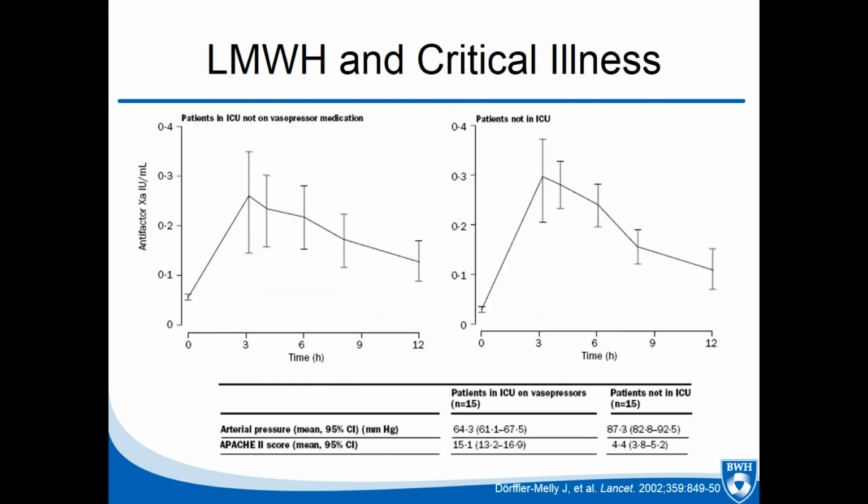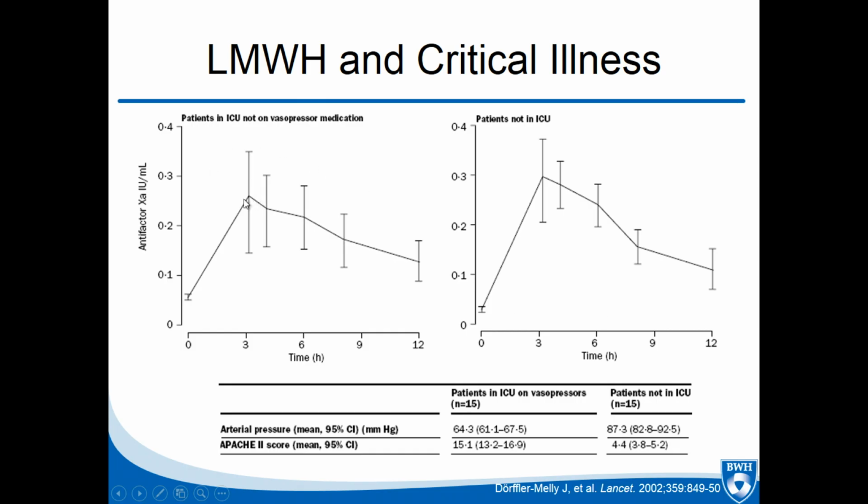So here are some examples of the decreased absorption of one of our most commonly used agents. These are the low molecular weight heparins, enoxaparin, dalteparin. First I want to compare the effect of critical illness, being in the ICU in general, and then on the next slide we'll talk about when we start to use vasoactive medications. So here we can see on the left, these are patients in the ICU who are not on vasopressors. And on the right, we're comparing that to patients who are not in the ICU in general.